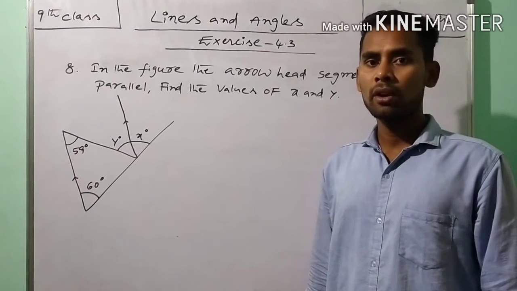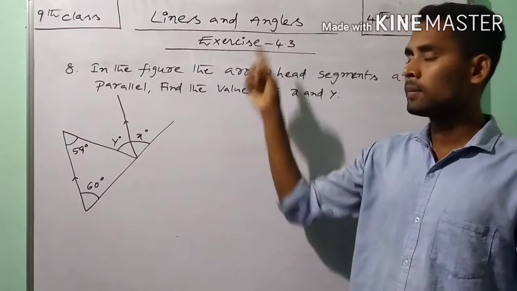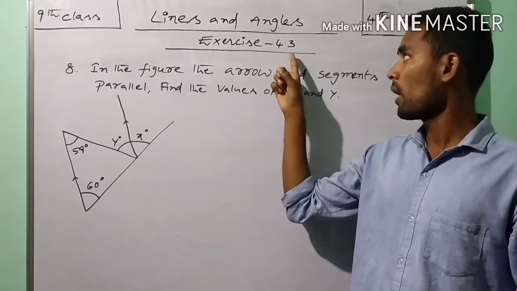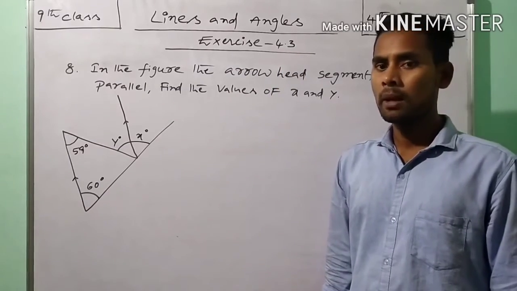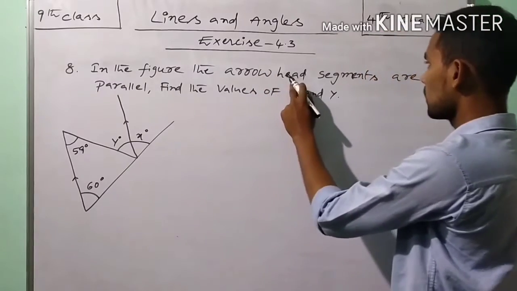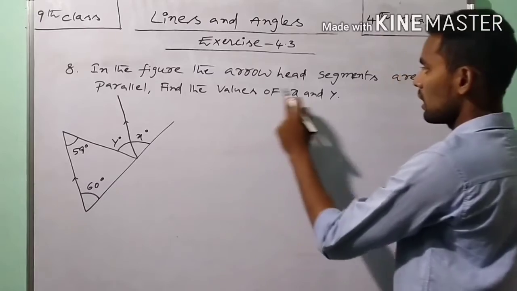Hi students, today we are going to discuss lines and angles, ninth class, 4th chapter, exercise 4.3, 8th bit. In the figure, the arrowhead segments are parallel. Find the values of x and y.